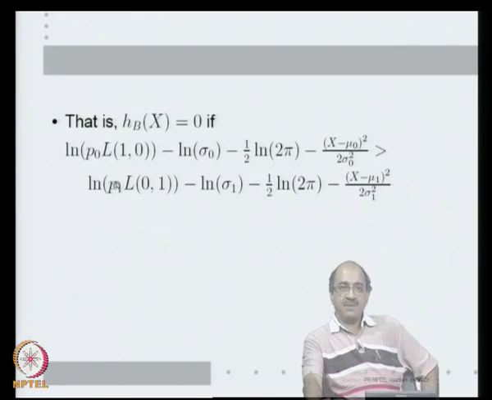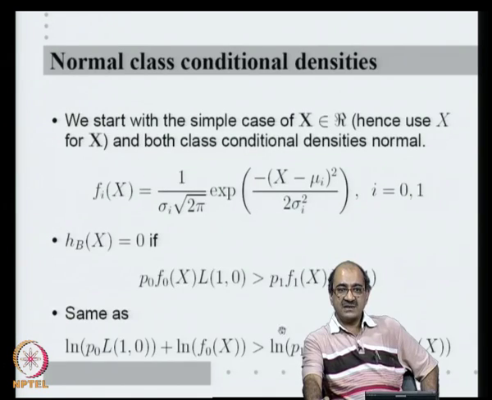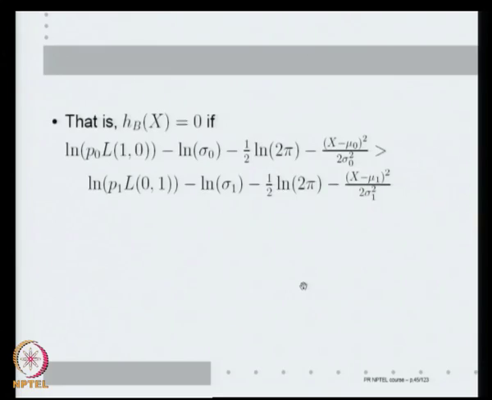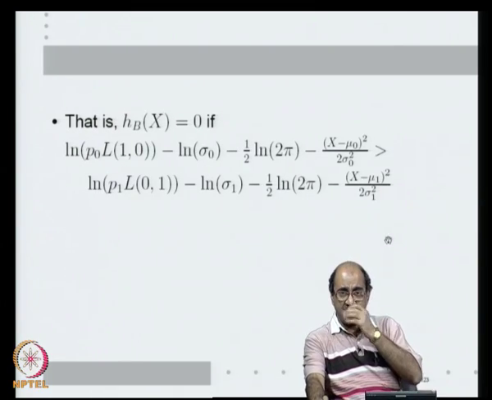So, we want ln P0 L10 plus ln f0. What will ln f0 give me? Ln of this: the constant terms are minus ln sigma 0 and minus half ln 2 pi, and this will give me minus (x minus mu 0) whole square by 2 sigma 0 square, because ln cancels the exponential. So, that is what I will get. This is the earlier constant term, minus ln sigma 0, minus half ln 2 pi, minus (x minus mu 0) whole square by 2 sigma 0 square. Similarly, on the right hand side, where mu 0 came, now mu 1 comes, and where sigma 0 came, now sigma 1 comes.